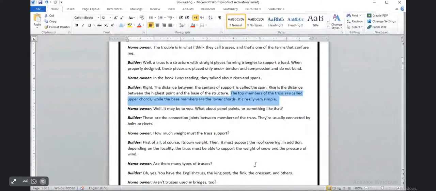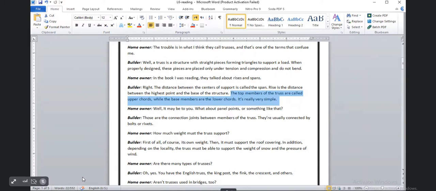Okay, Barzan, could you please read this part? The one highlighted. The top members of the truss are called upper cords, while the base members are called lower cords. It's really very simple. Okay, so Barzan, now the builder is explaining other parts of the truss.